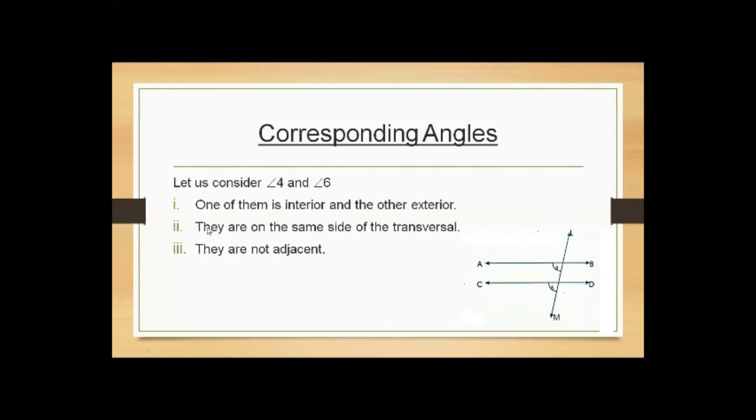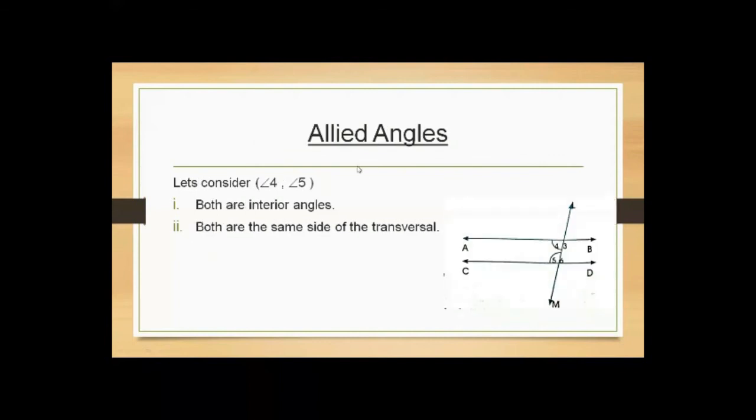Second point is they are on the same side of the transversal. And you see, student, this line is the transversal. LM line is a transversal line, and they are lying on the same side of the transversal. They are not adjacent. They do not have a common vertex, so they are not adjacent. So the third one is allied angles.